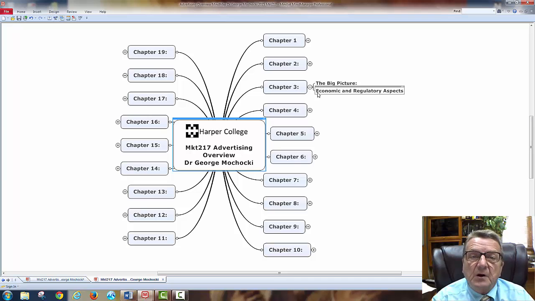And remember, it's part of the integrated marketing communication that we will be exploring throughout this whole series of marketing and advertising. Okay, and then the regulatory aspects.